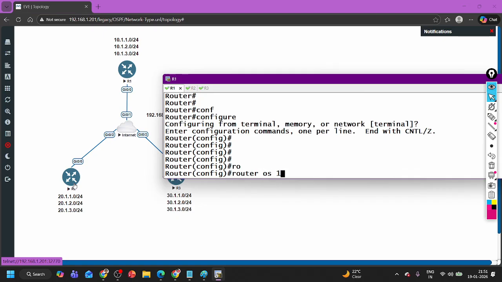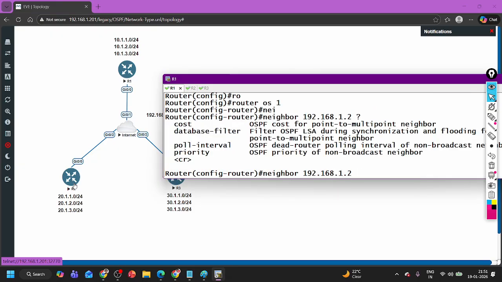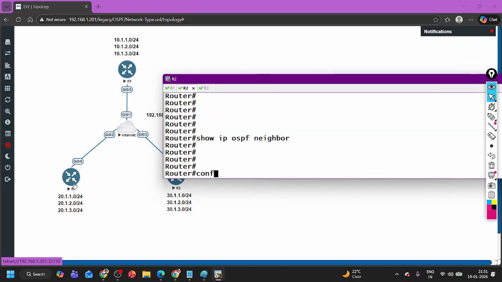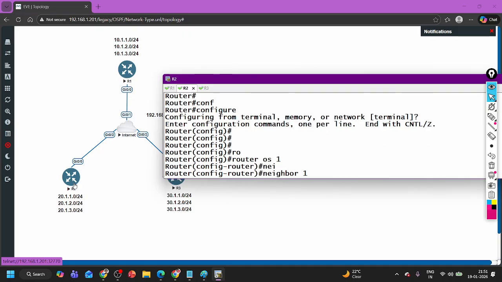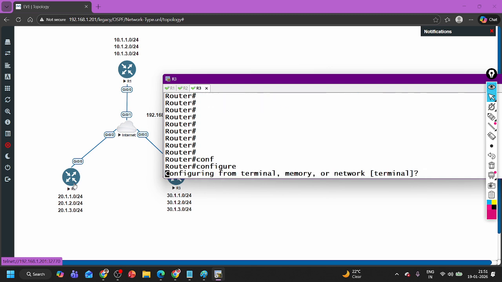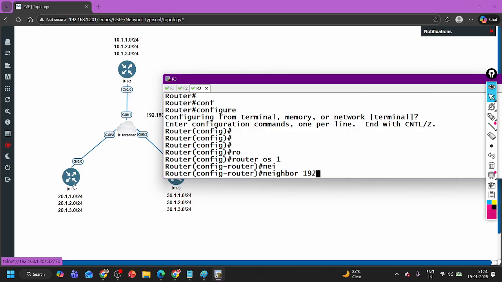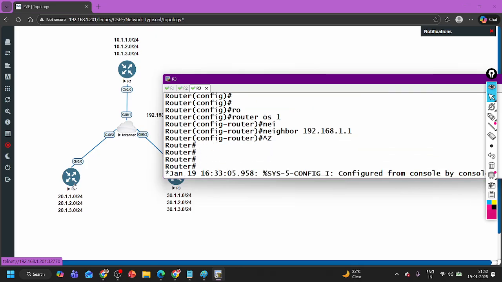Router OSPF 1 and neighbor. Who is the neighbor? 192.168.1.2. If you want to define cost, you can configure it, otherwise leave it. On router number 2, router OSPF 1 and neighbor 192.168.1.1. And on R3 also, router OSPF 1, neighbor 192.168.1.1. Now we have configured a static neighborship here.